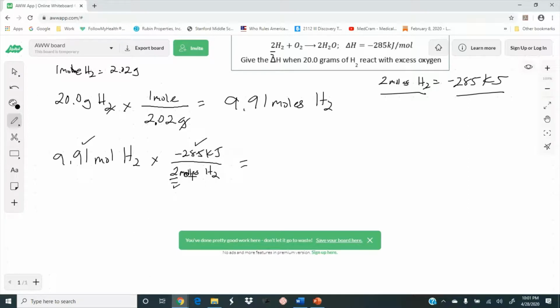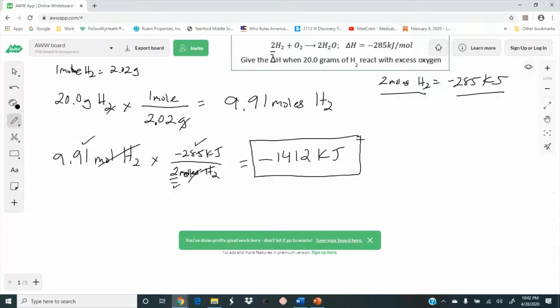And so I'm doing that right now with my calculator. 9.91 times negative 285 divided by 2 is going to give me 1,412. And you will notice that since we start off with a negative number, we end up with a negative number. 1,412, moles of H2 cancel, and that leaves me with kilojoules. And there is my answer.